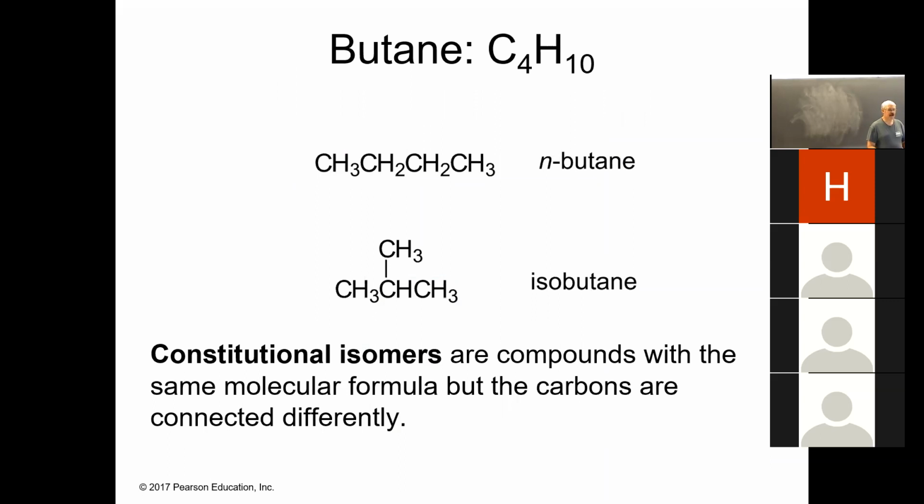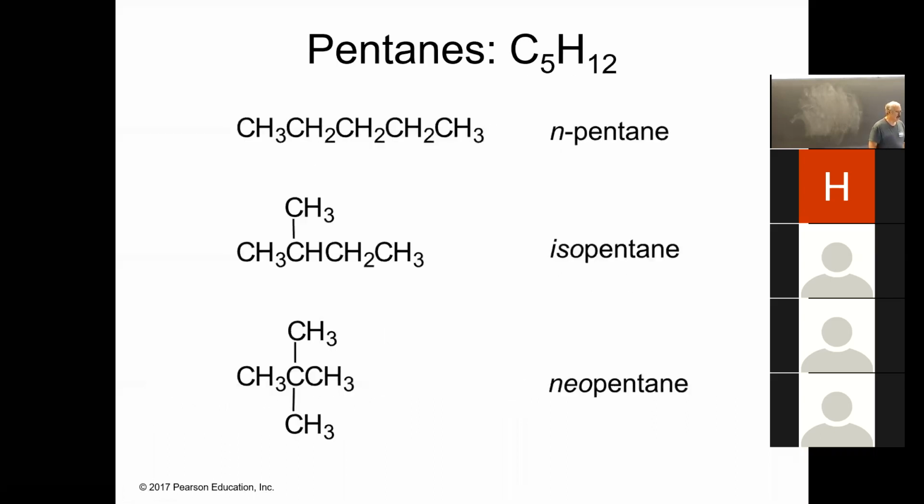Butane and isobutane are examples of what we call constitutional isomers. They're also called skeletal isomers. And these are defined as compounds that have the same molecular formula, but the carbons are connected differently. Okay, so these are different compounds, even though they have the same molecular formula. They do have a different structure. Once again, these are the 3 pentanes, or 3 isomers of C5H12.